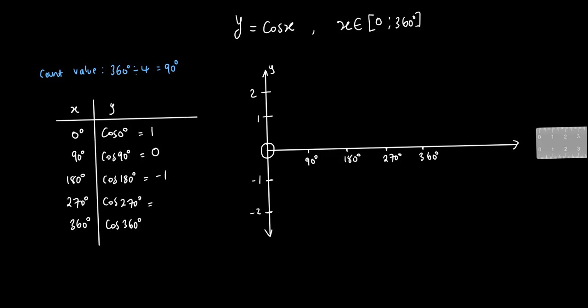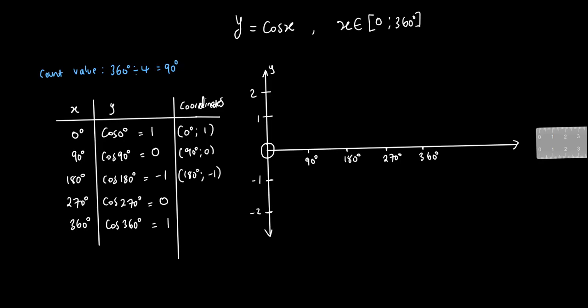Great. Then your coordinates now. Obviously, it's not needed to have this section for coordinates, just for control. 0 and 1, 90 degrees and 0, 180 degrees and minus 1, 270 degrees and 0, and then 360 degrees and 1. So once you have these, those are your coordinates. So now you need to sketch.